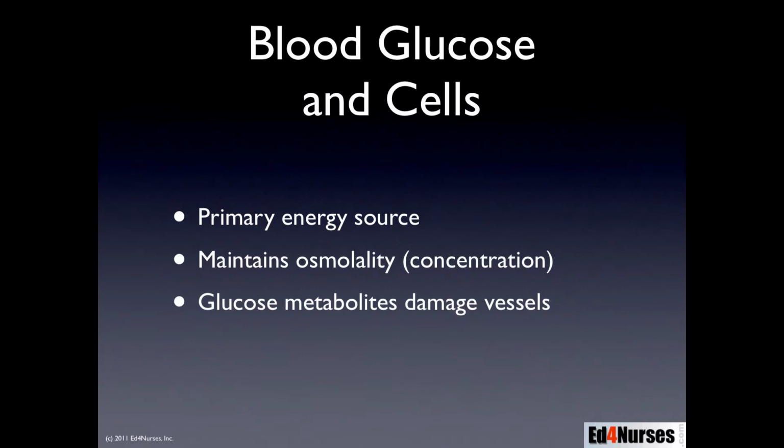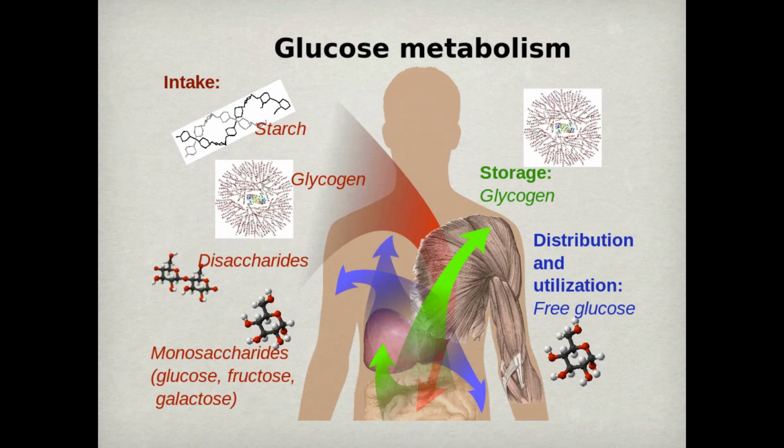Thirdly, glucose metabolites can damage blood vessels. This is what happens when our patients have hyperglycemia for a long period of time. So let's take a look at that first piece there with our glucose metabolism. Glucose is going to be metabolized through the body. It's absorbed in the gut, then it's going to be stored in the skeletal muscle and in the liver.